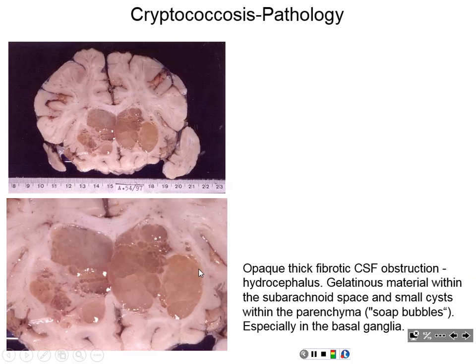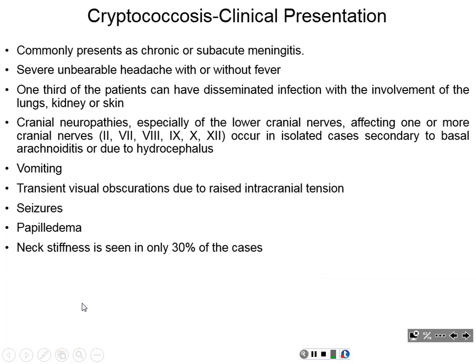In the rare cases where we have hematogenous spread causing encephalitis instead of meningitis, we have this really interesting pathology. So in the basal ganglia, we see opaque, thick, fibrotic cysts. And this gelatinous material gets called a soap bubble cyst, and it's because they're iridescent when you see them, like soap bubbles. The clinical presentation, this is going to be chronic or subacute meningitis, so a couple of days, upwards to a couple of weeks. Chronic meningitis is almost always fungal.